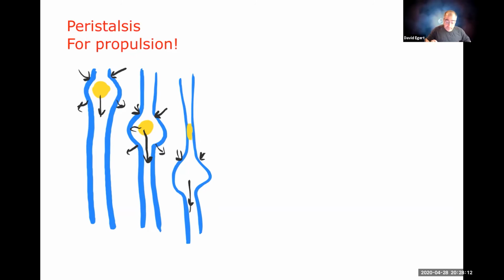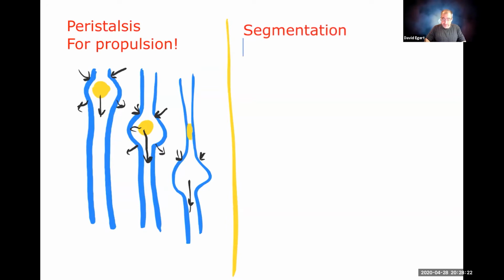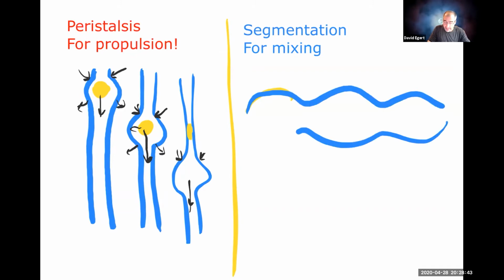So it's not uncommon. Peristalsis is for propulsion. The other thing is segmentation. This is for mixing. This is more going to happen in your intestines, where you've got your food, and it's getting mushed up with all these digestive juices.